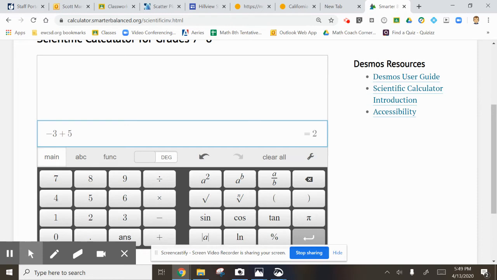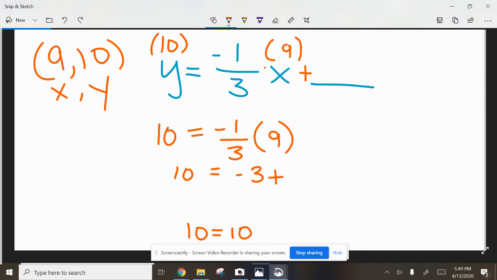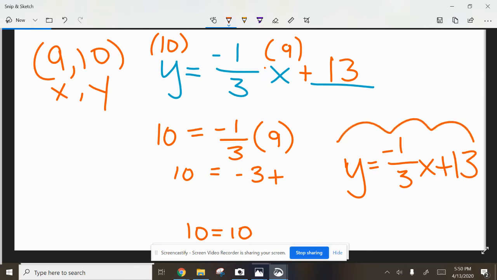What if I say 5? Does that get to 10? No. What if I said 6? 7. You see how it's getting, what if I said 9? What if I said 10? Not there yet. 12. Nope. What if I add 13 to -3? Then I get to my 10 number. So I'm going to add 13. Okay, so my final equation would be -1/3 x plus 13.